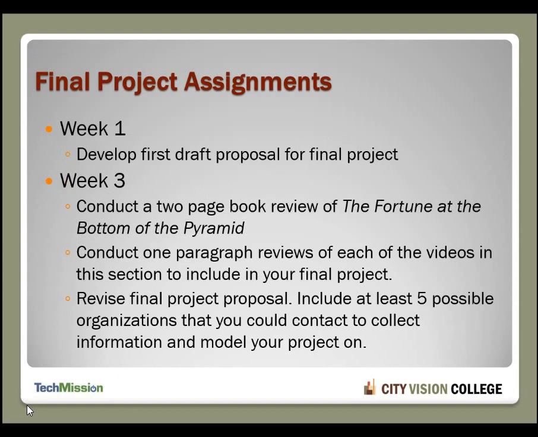So the way it's going to work is, in week 1 of the final project, you're going to develop a first draft proposal for the final project. In week 3, you're going to do a 2-page book review of The Fortune at the Bottom of the Pyramid and 1-paragraph reviews of each of the videos. And then at the end of week 3, you should revise your final project proposal based on feedback, but then you're going to include at least 5 possible organizations that you could collect information from and contact. So you're going to be doing that as you go through the project.